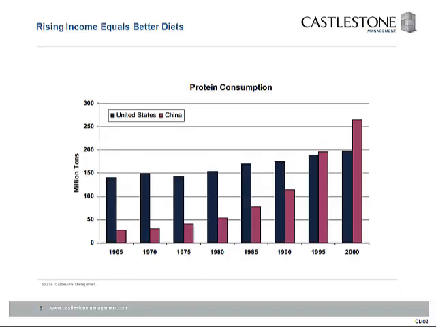To further illustrate the demand growth for protein consumption, this chart here illustrates China's production and consumption of meat, which has surpassed the United States as the world's dominant meat consumption market since 1995.